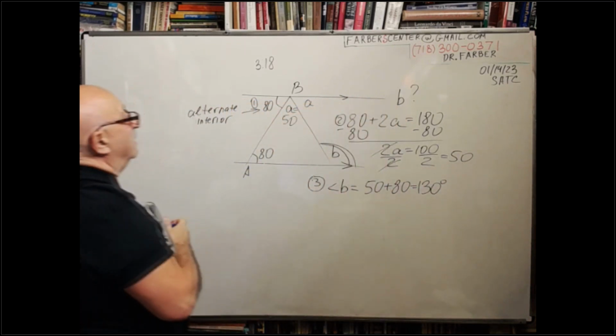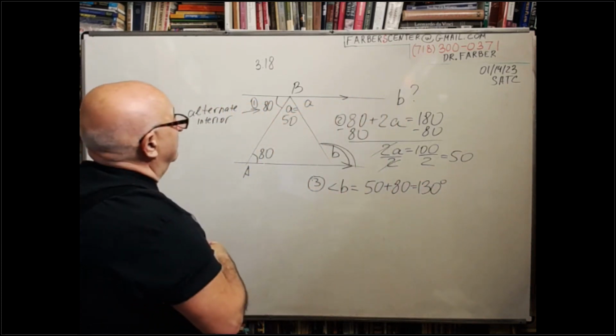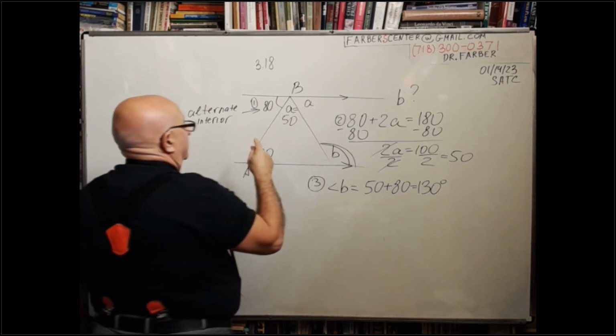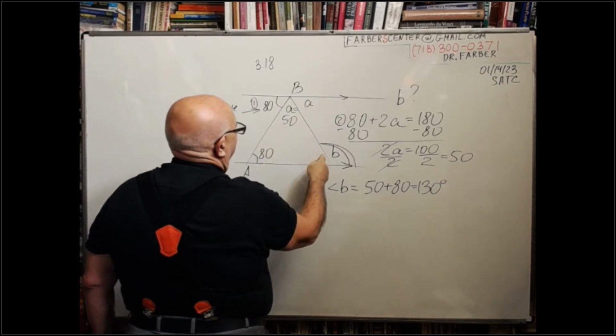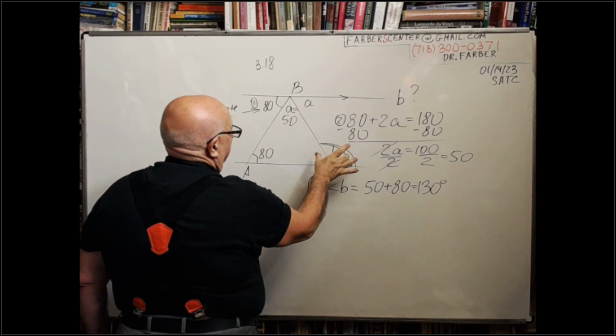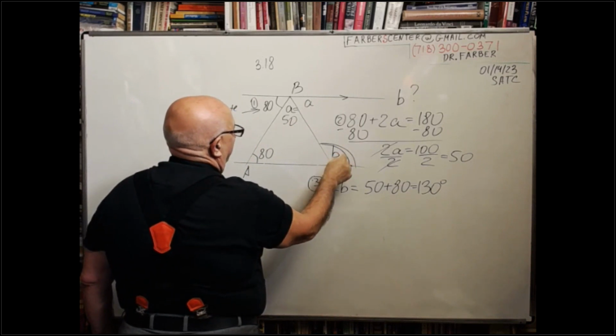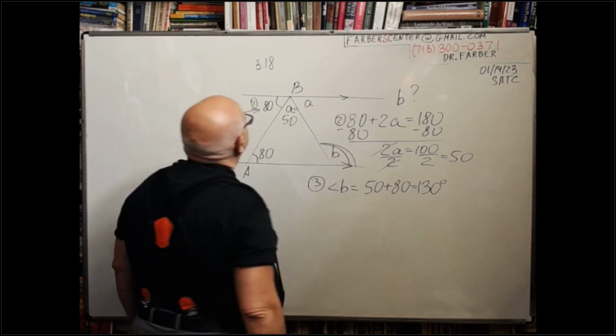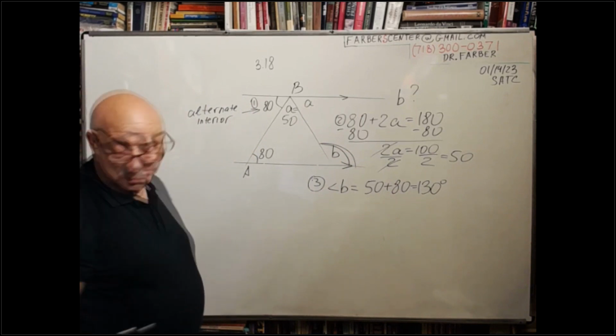If you want an extra step, you can do it. If this is 80 and this is 50, you can find this angle. After that, this is supplementary, and you can find this one. But this way is a little bit faster. Okay.